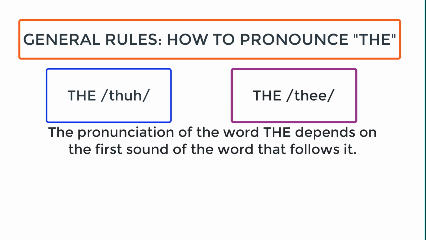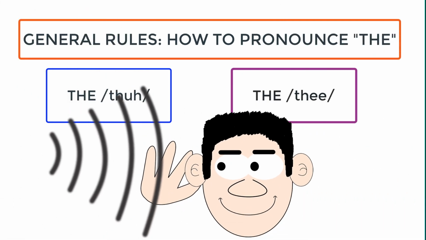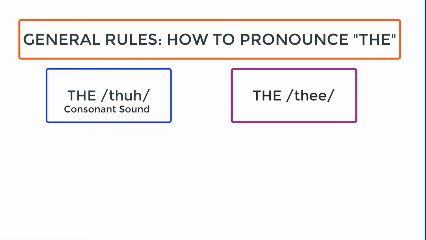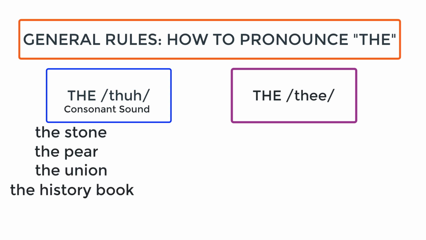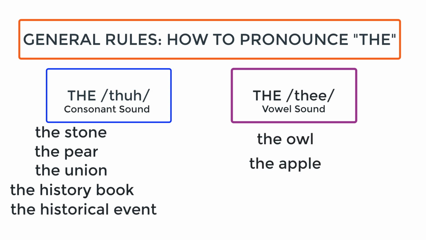The pronunciation of the word the depends on the first sound of the word that comes after it. Just like the a or an, it depends if you hear a vowel sound or if you hear a consonant sound. For consonant sound, you will hear the stone, the pear, the union, the history book, the historical event. For a vowel sound, you will use the owl, the apple, the honest man.